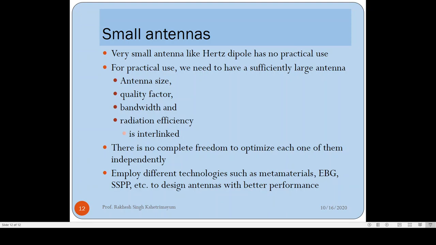Nowadays people are also using SSPP modes for designing antennas, which stands for spoof surface plasmon polaritons. SSPP modes exist when you have a metal-dielectric interface. You have to do some specific design in the antenna so that SSPP modes can be excited in the antenna and properly radiated into free space. So there are a lot of new technologies being applied to antennas to improve their performance. If you are interested, you can explore all these new technologies. There are many more technologies which will try to improve antenna performance, and they will keep on coming in future also.